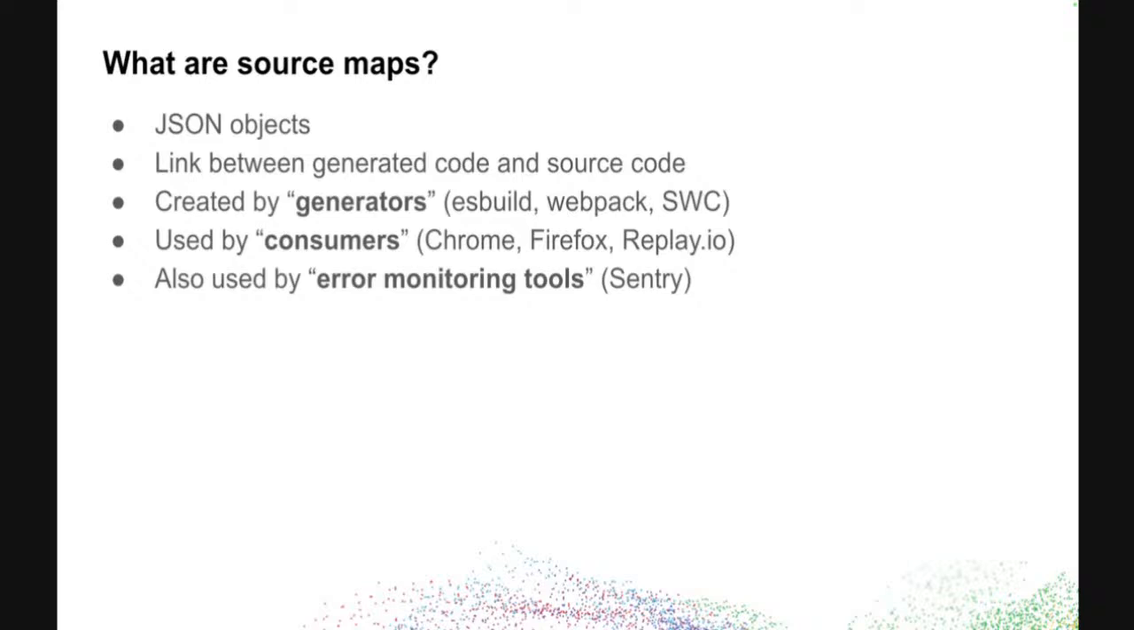They also get used by some really cool error monitoring tools. Sentry is an example, which can help you detect user errors, and then it will use the source map to tell you which line of your original code the user error came from.